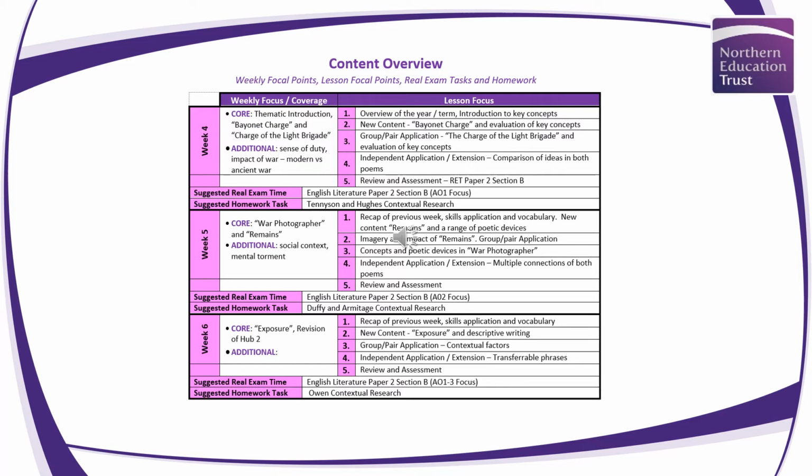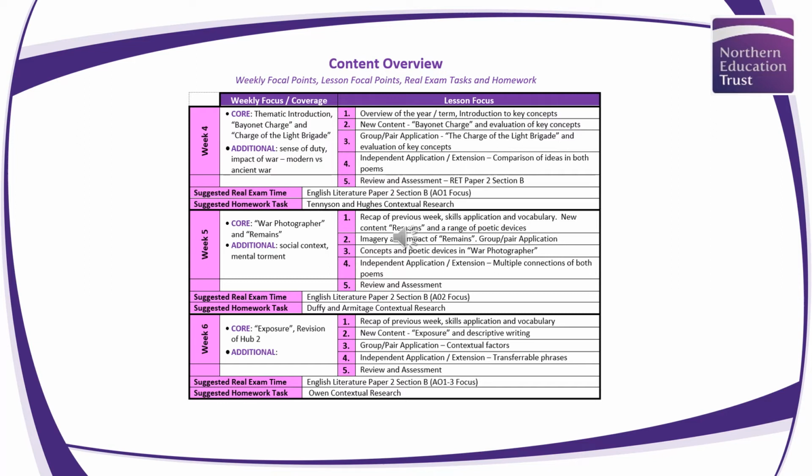So the first lesson will be recapping the previous week, the skills, the application, vocabulary, any new content to remains and a range of poetic devices, and that will again move throughout, so you can see how the students by the end of the week will be able to do a review and an assessment through a real exam time task. Again, it will give you a clear focus as to what they're looking at, and it'll be English Literature Paper 2 Section B, so we know exactly where they're going with this.